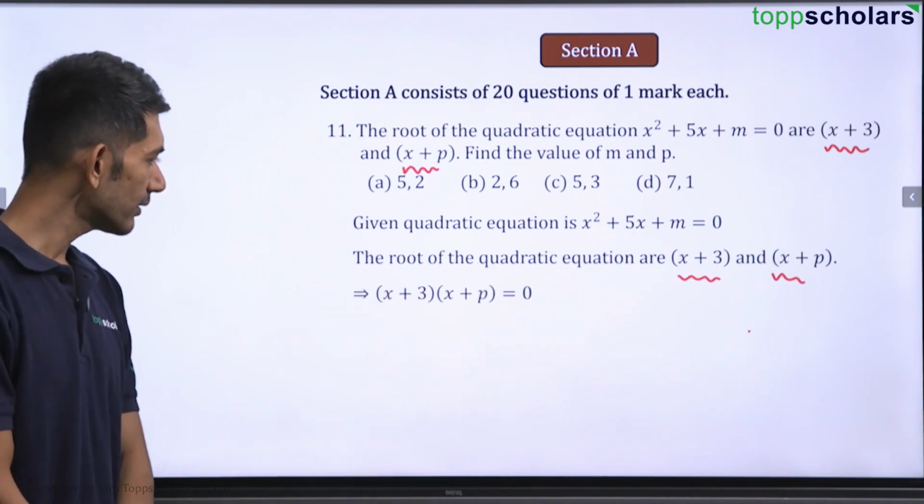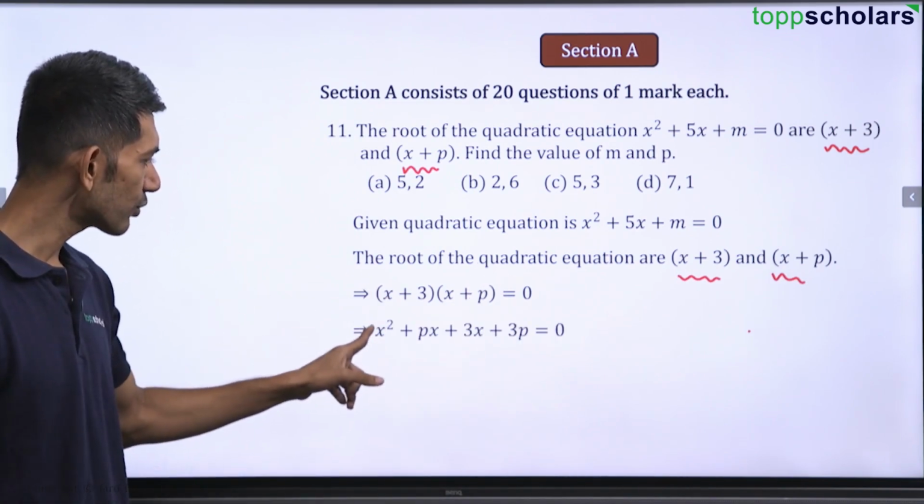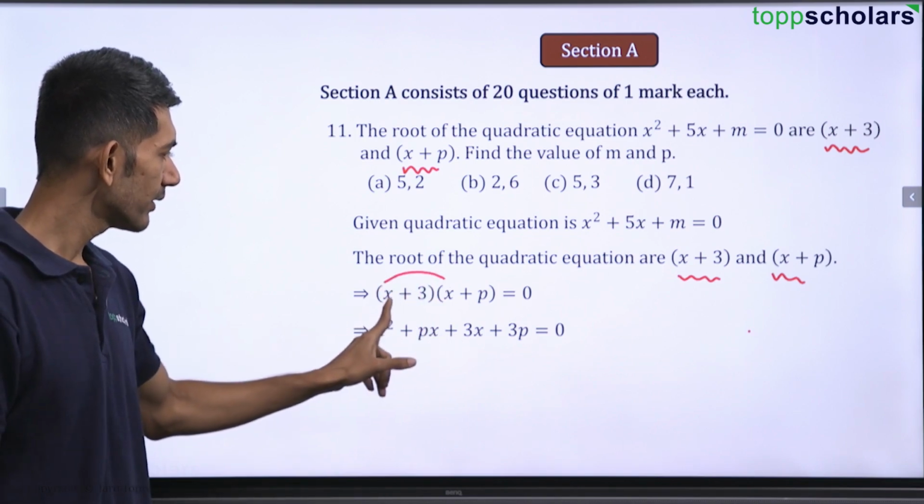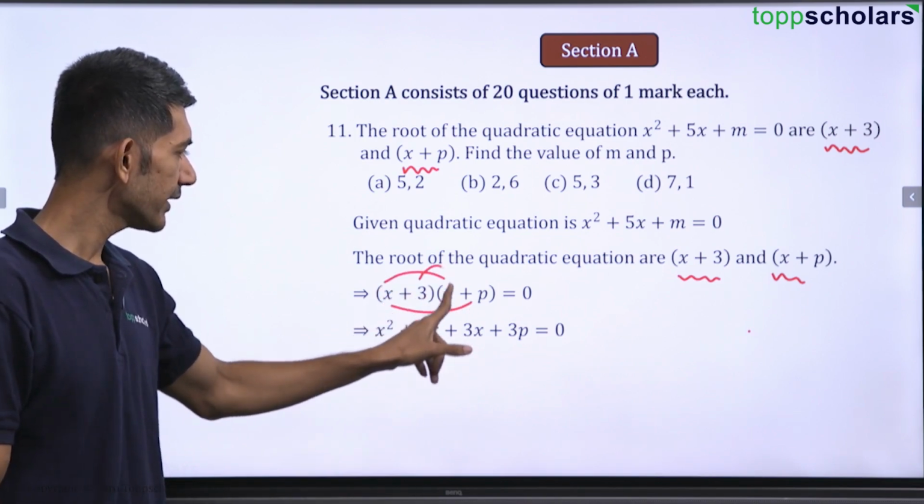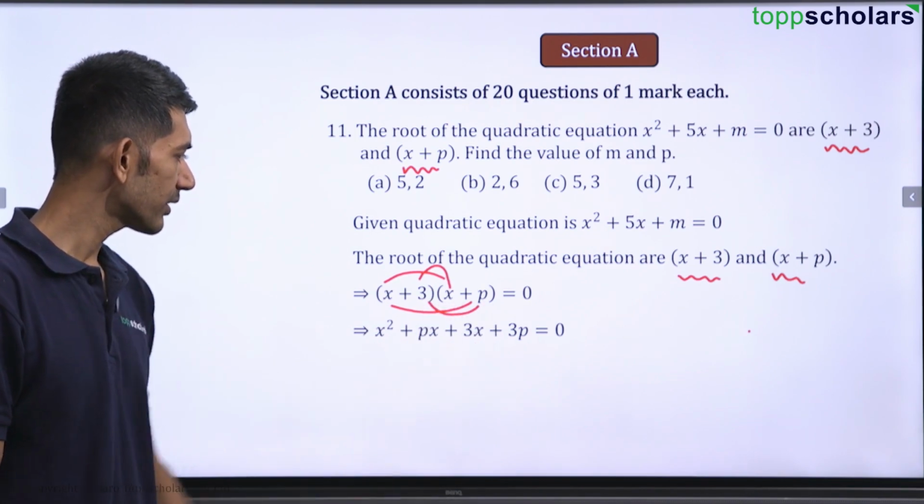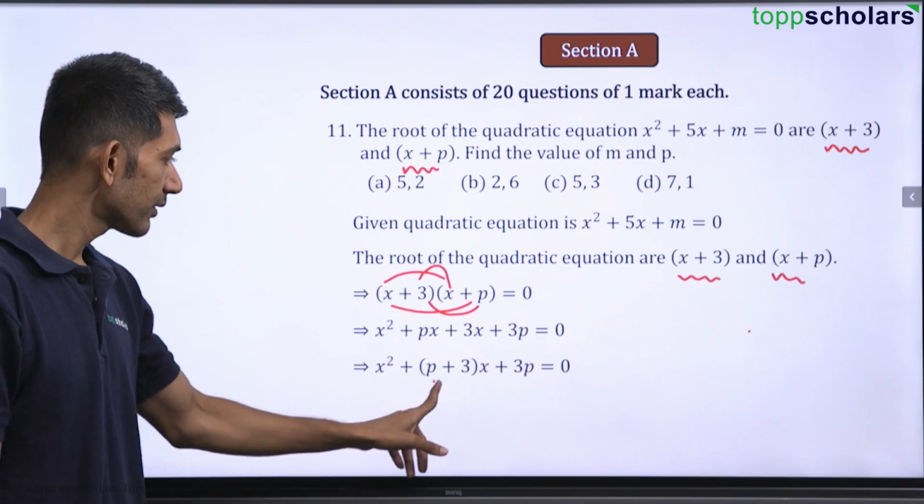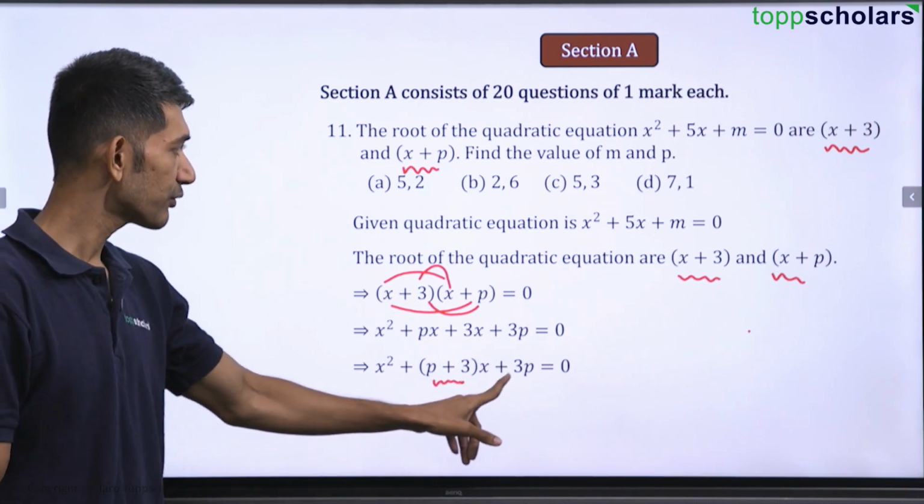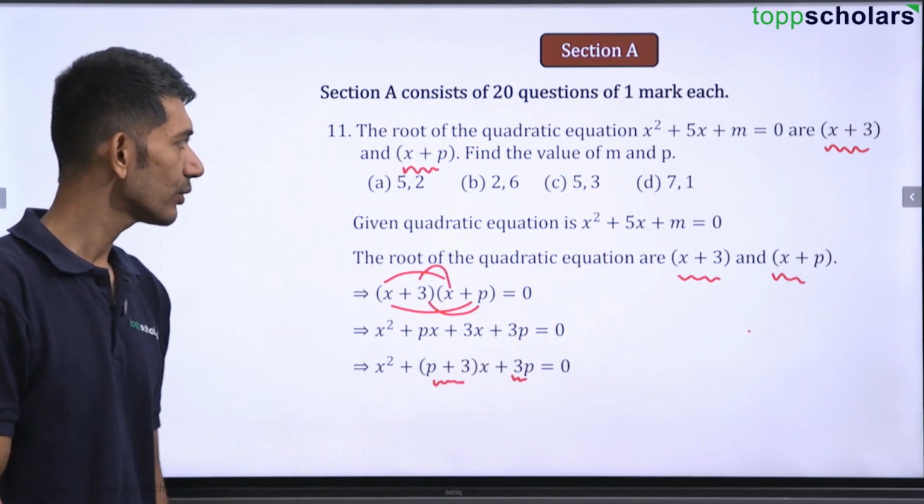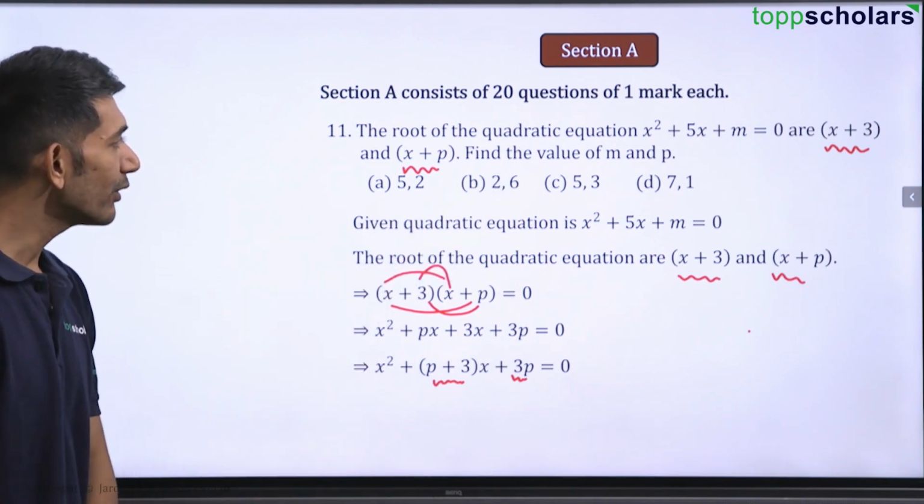Now solve this further. So can I say this becomes x square, x into x is x square, x into p is px, 3 into x is 3x, 3 into p is 3p. Correct? So this becomes x square plus p plus 3 into x plus 3p is equal to 0.